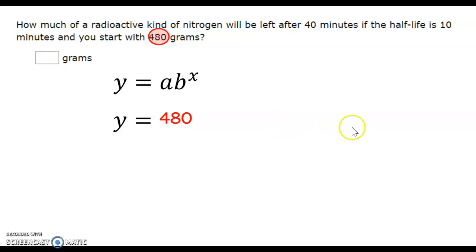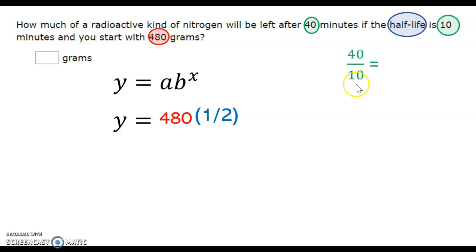In one of our previous videos, we learned that the word half-life represents a decay factor, and we're going to replace B with just the number 1/2. Finally, we're going to indicate our time period. And since we have two times in this problem, 40 minutes and 10 minutes, you're going to need to take 40 minutes and divide it by 10, which gives you 4. You're going to replace your X value with 4.